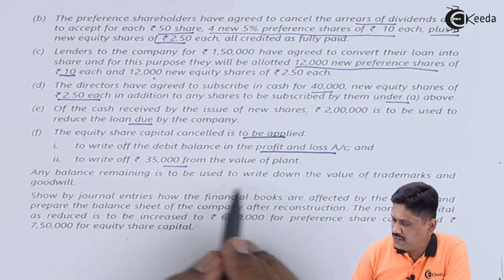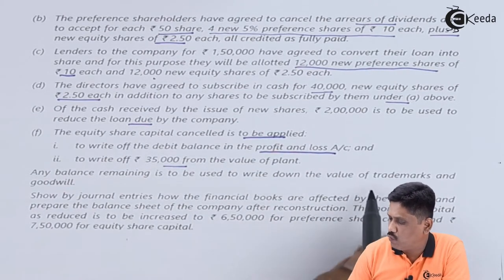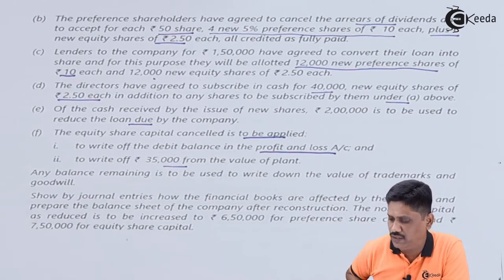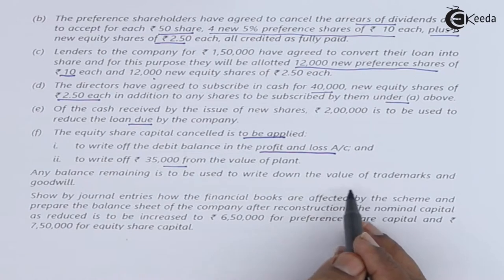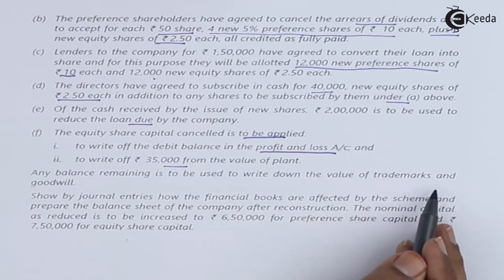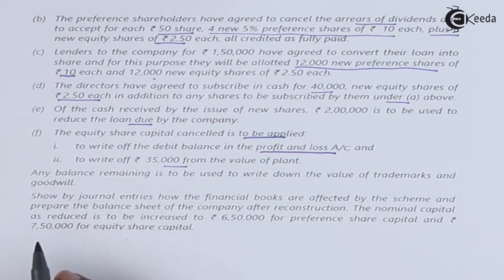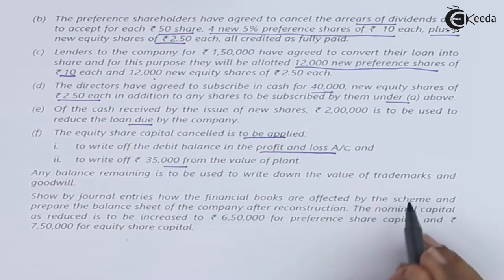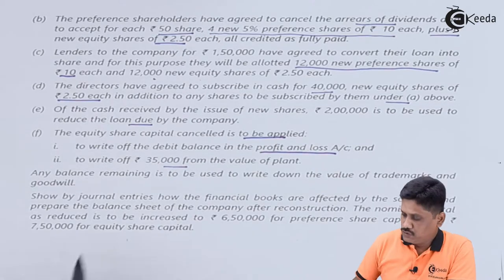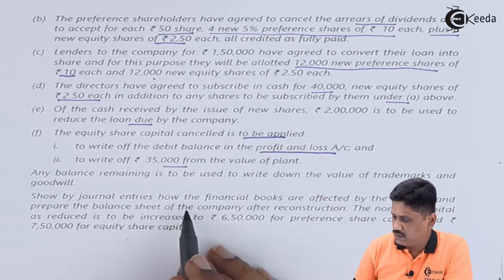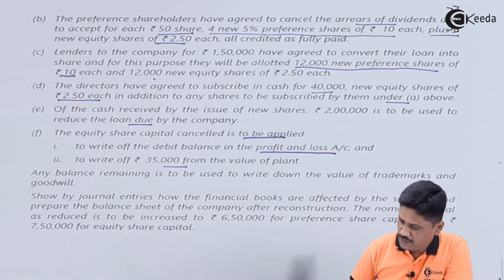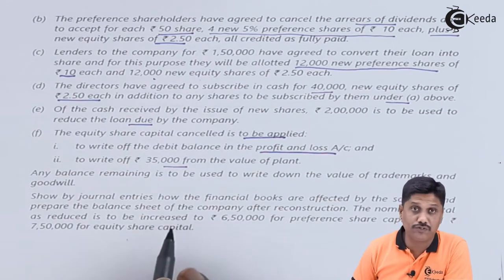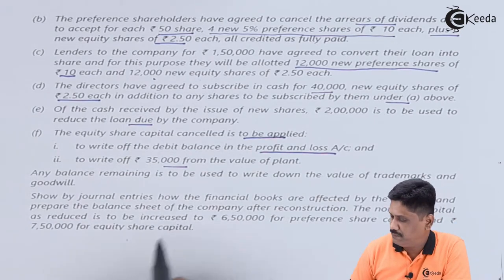Any balance remaining is to write down value of trademark and goodwill. So they are saying if there is any remaining balance, it can be used to write down what? Trademarks and goodwill. What they will write off with the additional money? Trademarks and goodwill. So journal entries, how financial books are affected by the scheme and prepare the balance sheet. तो आपको journal भी करना है और balance sheet भी बनाने का है.